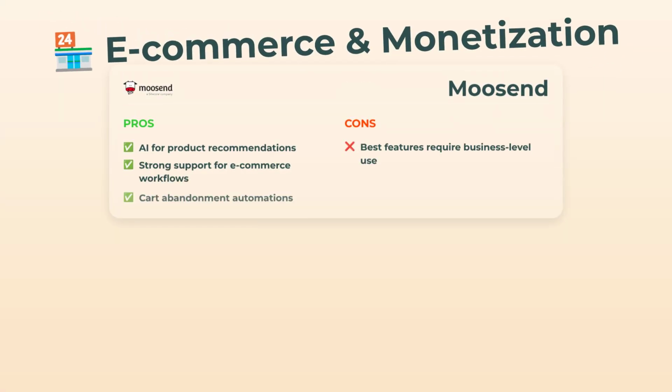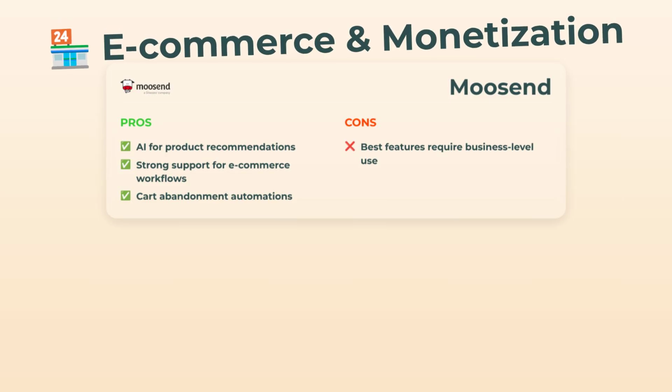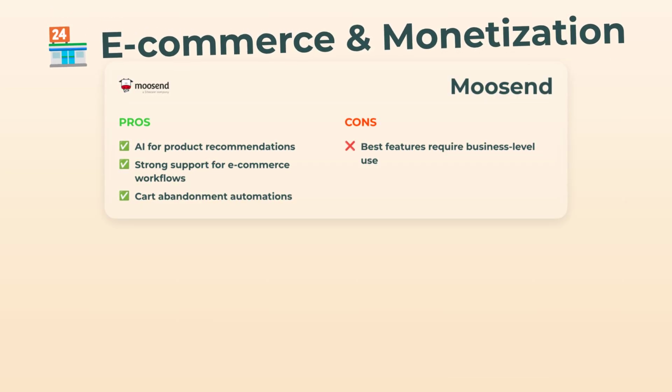E-commerce and monetization. Because, hey, who isn't trying to make a little extra? Moosend's arsenal is honestly wild. AI product recommendations, slick cart abandonment flows, and more. All clearly built with online stores in mind. The catch? The next level stuff is more for businesses. So if you're just hustling solo, maybe overkill.